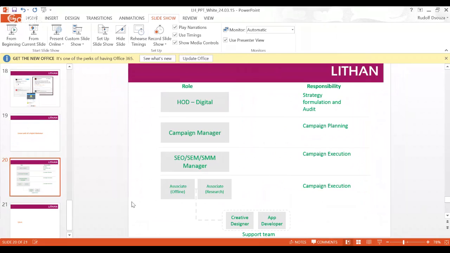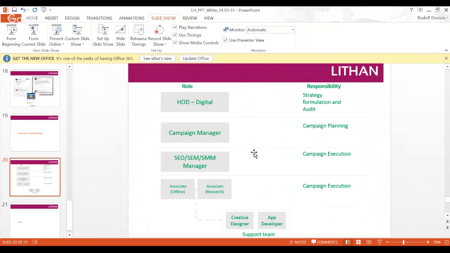At the execution level, where most people starting their career start with, you have associates who are responsible for campaign execution. Now, these associates need not have a pure digital marketing background. As you can see, some of them actually come from a research background, or some of them have an offline marketing background, but their job description has 50% of digital and 50% of the other things that they are doing. On the campaign execution level, or on the SEO, SEM, and SMM manager level, is when you get to do real digital marketing and real social media marketing.